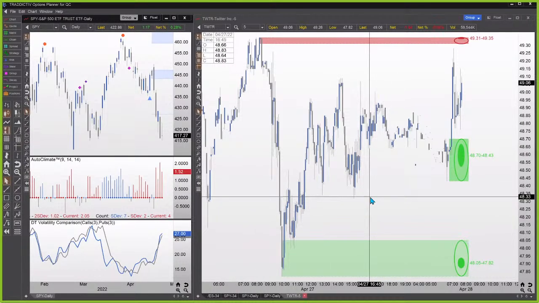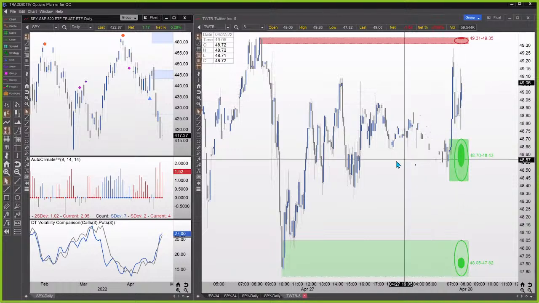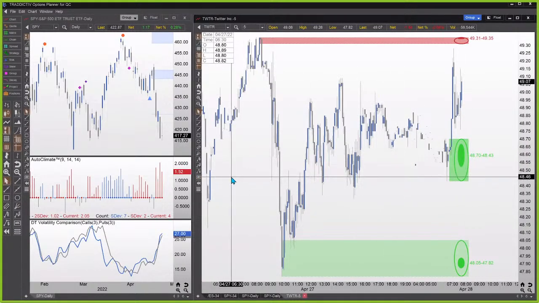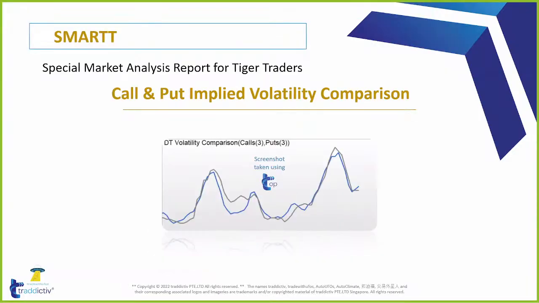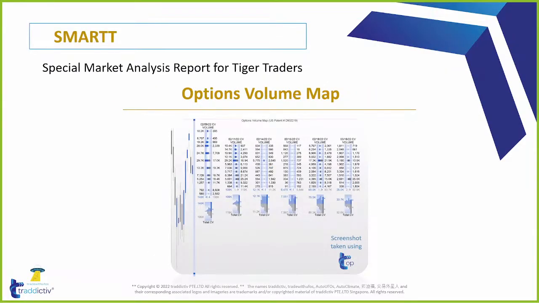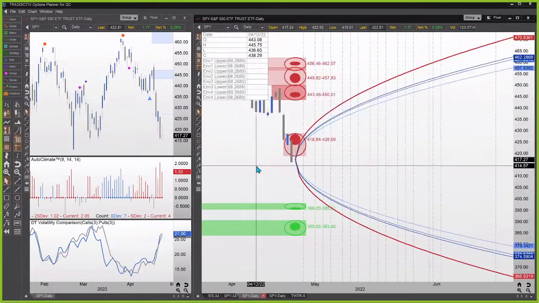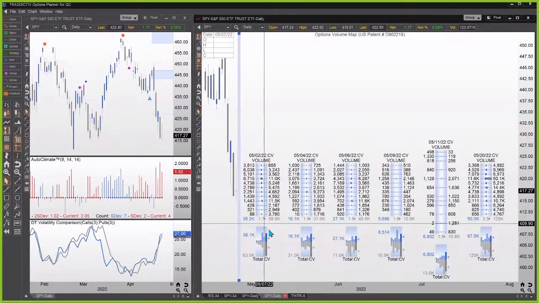Anyway, so not too much happening on Twitter yet, so we'll keep watching it. But let's continue with our market analysis, okay? We will talk about the implied volatility of the calls and the puts. So let's look at the volume map now, okay? So let's take a look at the volume map right here. So what do we have with the volume map?